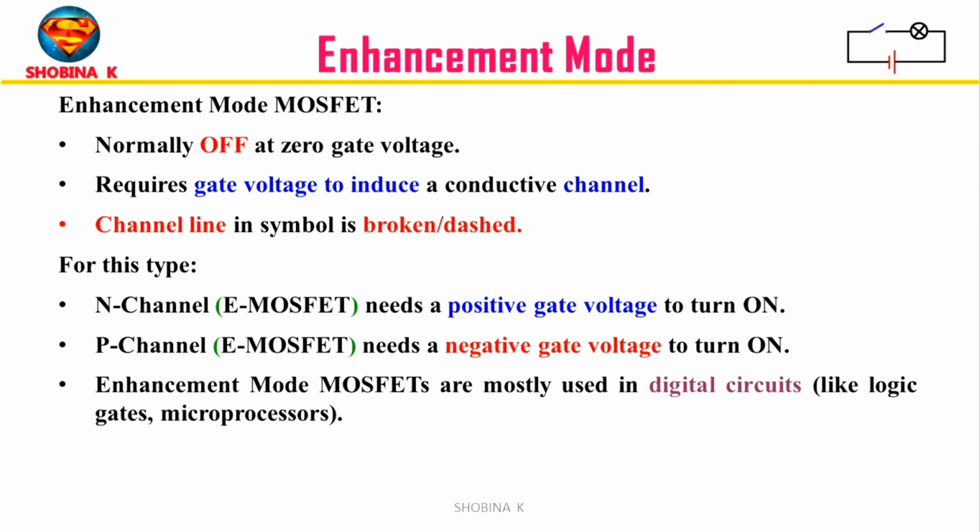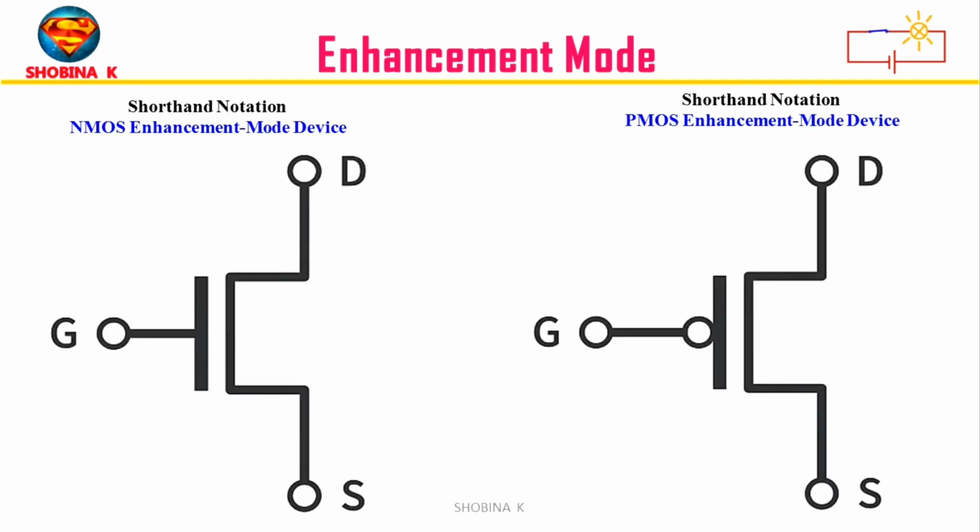Now let's see the symbol. Let's start with the shorthand notation of N MOSFET and P MOSFET in enhancement mode. You can see two symbols, NMOS on the left and PMOS on the right.